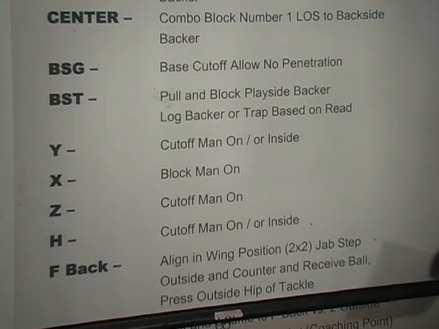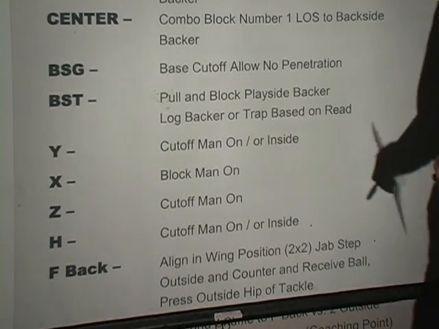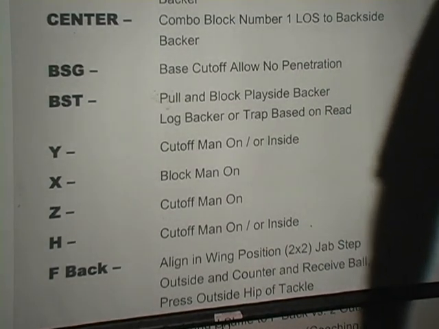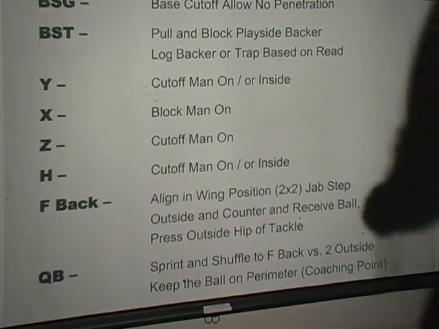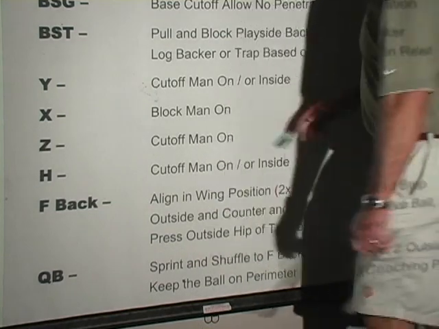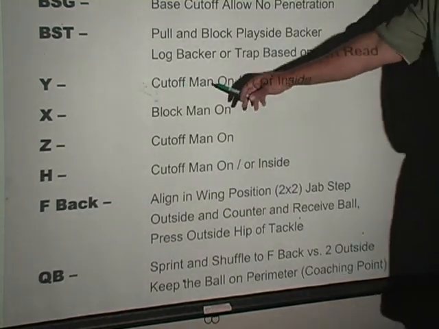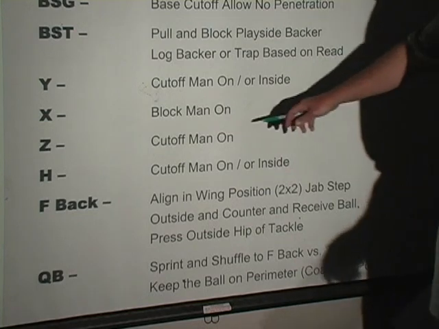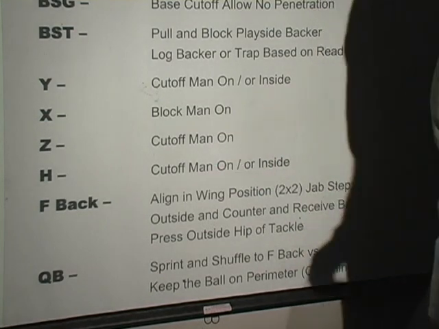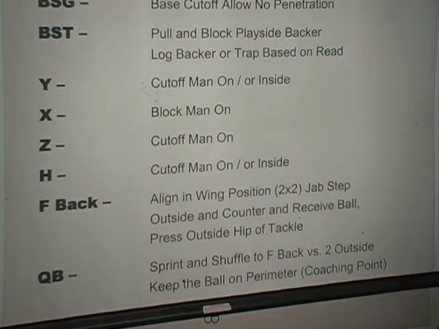I'll go over that. Backside Y, we're now giving the ball to the F-back. Everybody thinks we're giving the reverse to the Y now, so we're going to give the reverse to the F-back. So Y is going to cut off man on or inside. X is going to block man on, push him off, and get him deep. Z is going to cut off man on. And H, of course, is cut off man on inside.